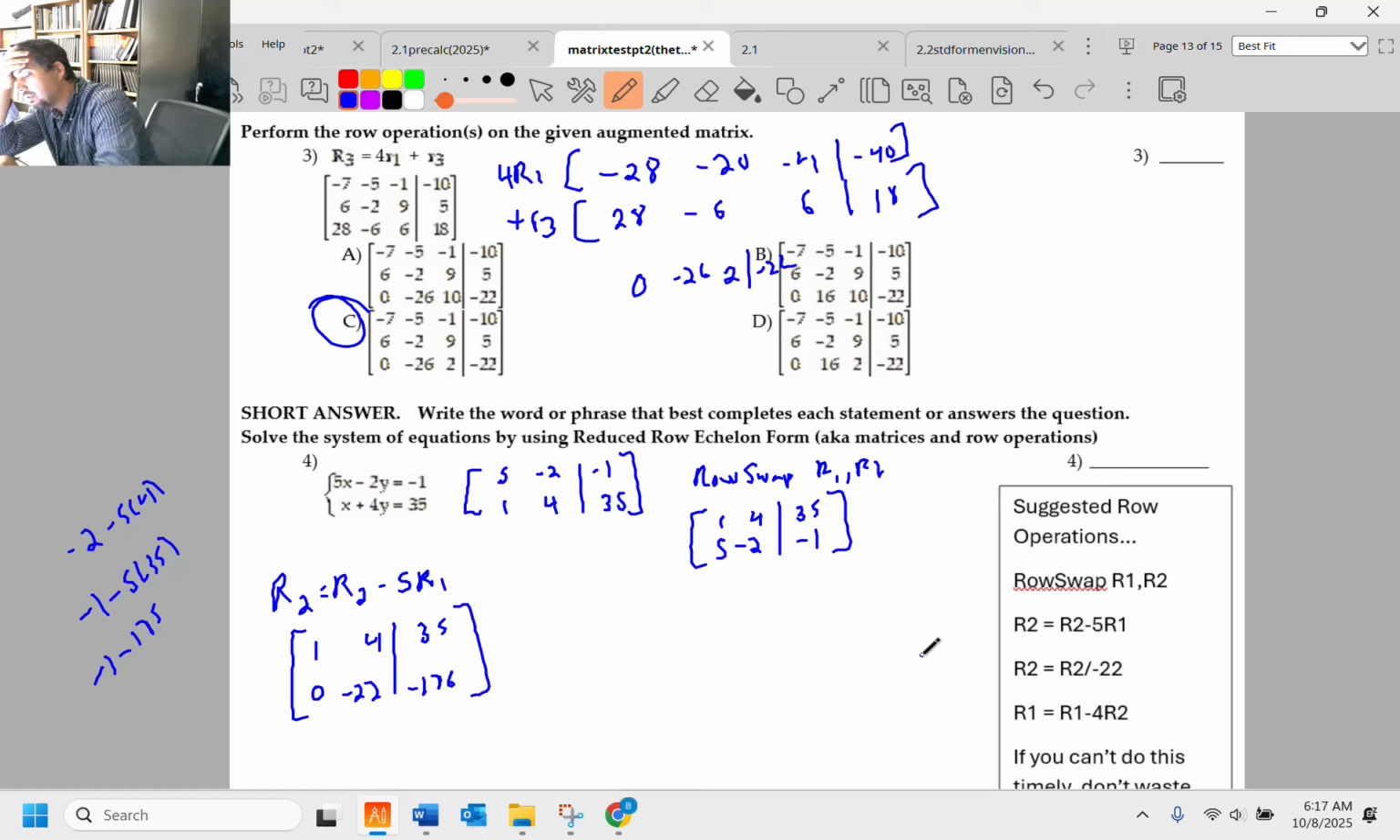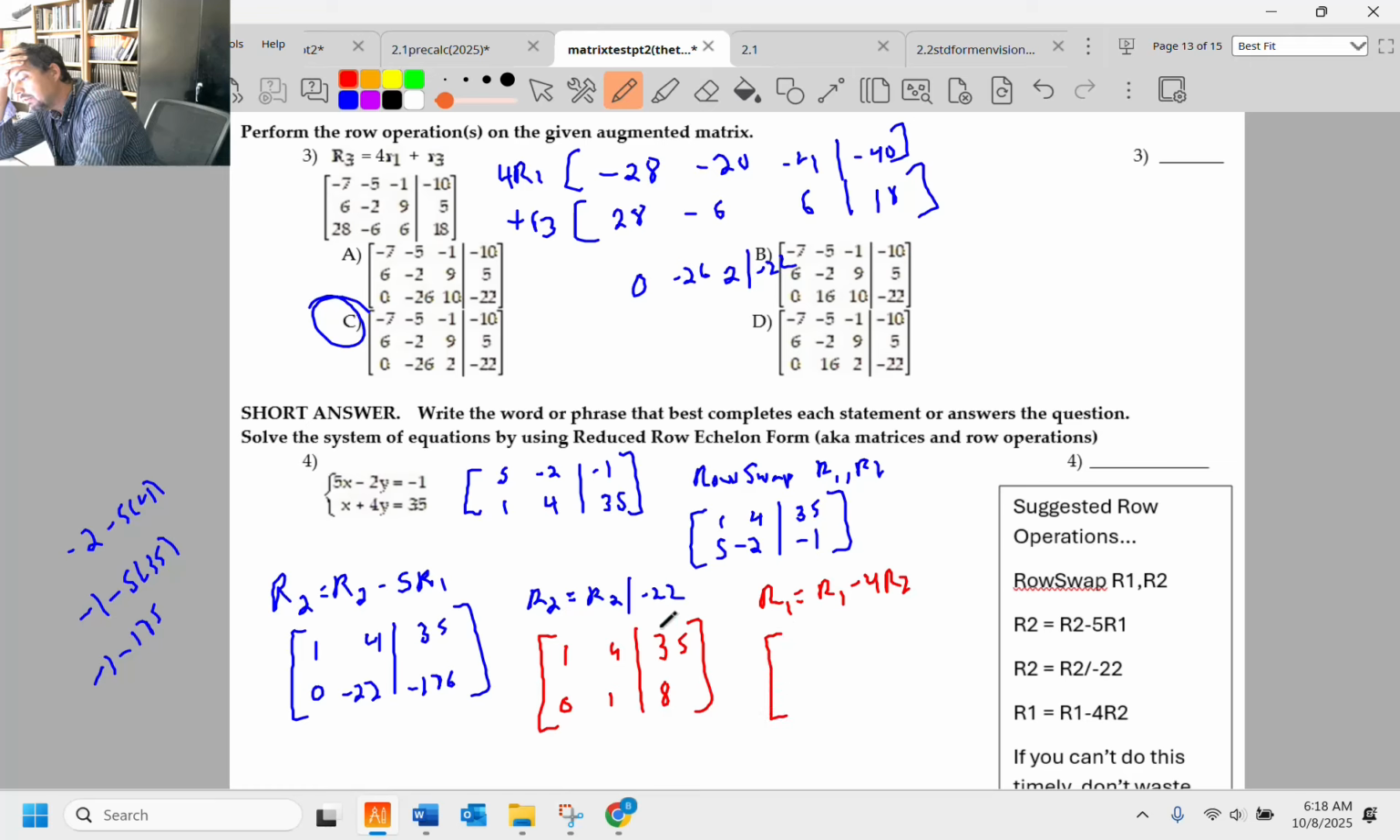Next suggestion was to divide out this negative 22. Row 2 is row 2 divided by negative 22. I gave you all the steps. I did have higher expectations for this problem. It just didn't work. It turns out that 22 enters 176 8 times. And the last row operation is to take away this row 4 times because you want that to be a 0. So row 1 is row 1, take away 4 row 2's.